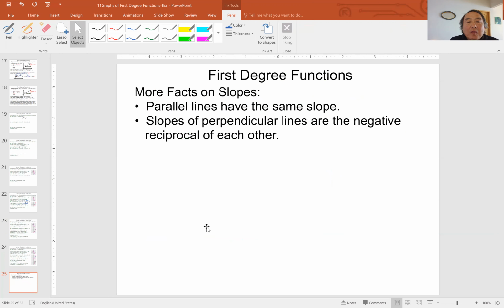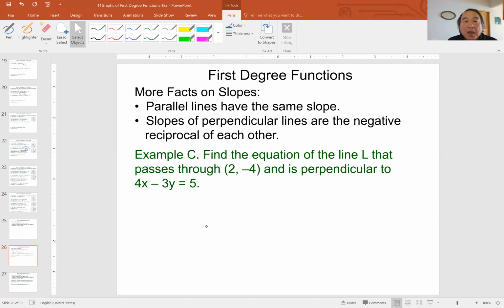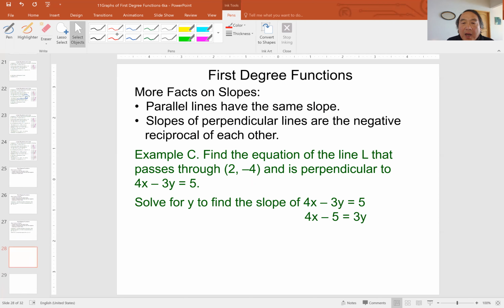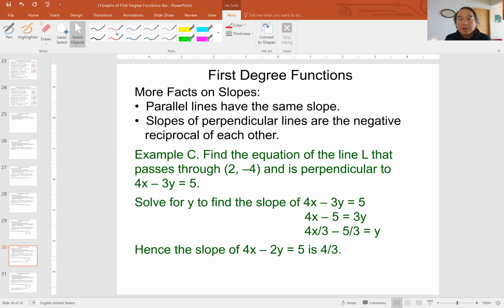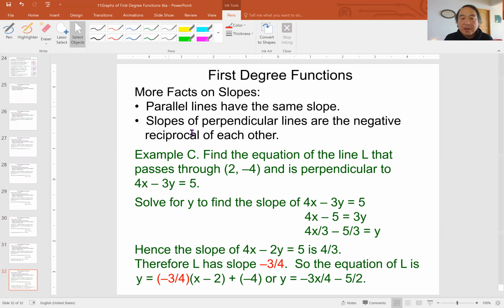One of the most important facts about slopes: parallel lines have the same slope, and the slopes of perpendicular lines are the negative reciprocal of each other. It's very important in physics to find the perpendicular line. So here we have an example where we find the slope of the line first, then reciprocate it, find the perpendicular slope, and then put it in the point-slope formula to get the answer.